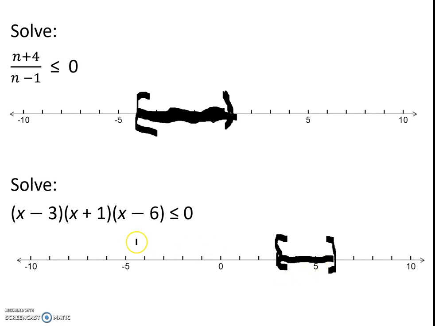The one thing we haven't looked at is this x plus 1, and we know what would make that go to 0 is a negative 1. And so we put a bracket on our negative 1 and try to figure out which way it goes, so we'll look at a negative 2. If we put a negative 2 in here, we get a negative 5. And in here we get a negative 1, and here we get another negative. So a negative times a negative is a positive, but then take it times a negative again, it becomes a negative. So we know all of these values on our number line are solutions to this inequality.